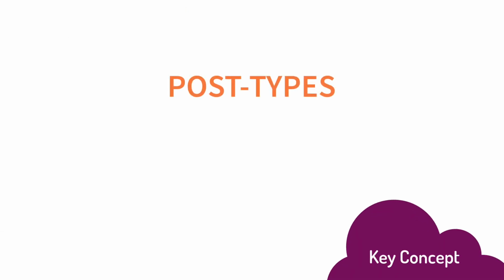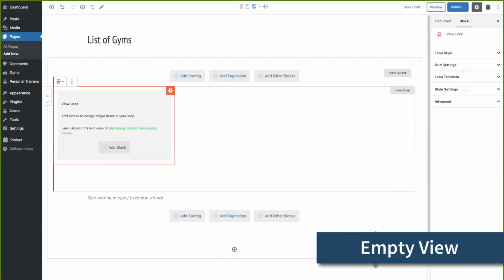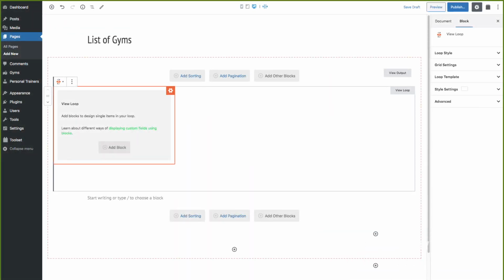If you don't know what post types are, they're just like posts, but ones that you can make yourself. So in addition to posts, you can have gyms and personal trainers. There are other tutorial videos that teach you how to create post types. Okay, so now we have this block with an empty view loop.